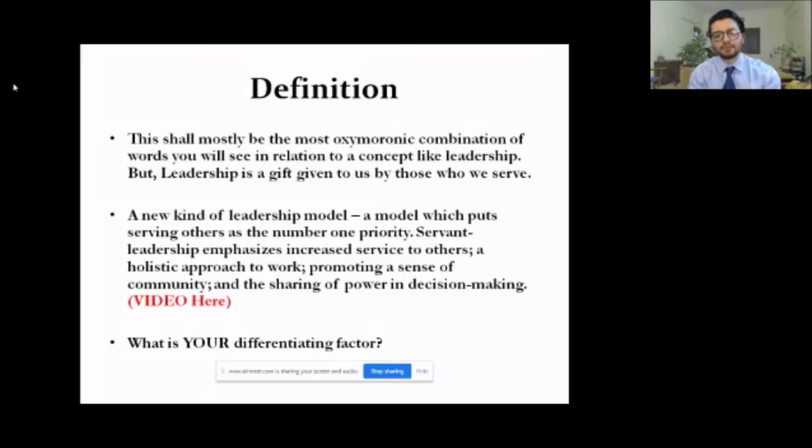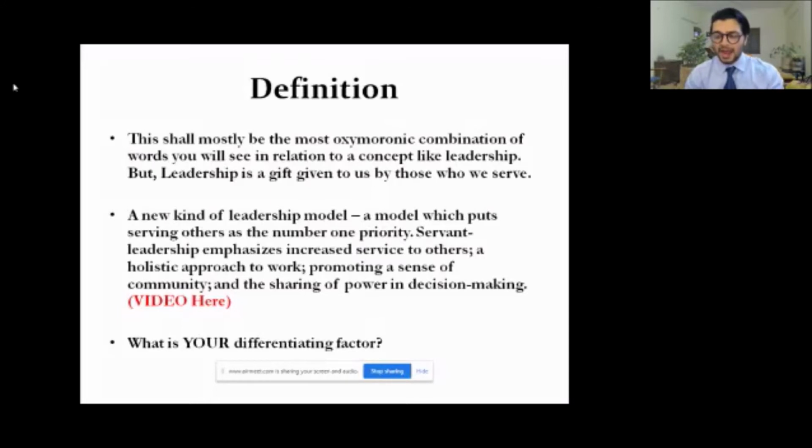A new kind of leadership model, as I just said, is a term coined in 1970. Still, it is considered to be a new model. Can you imagine that? Why is it still considered to be a new concept? How many years has it been? It has been about 50 years since this concept came up. But why isn't it still being practiced regularly in organizations?